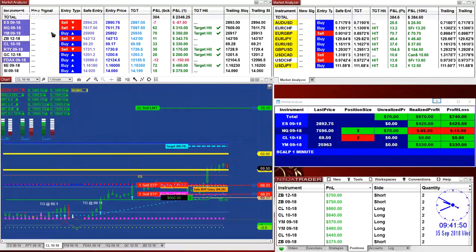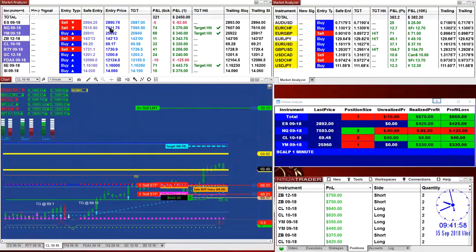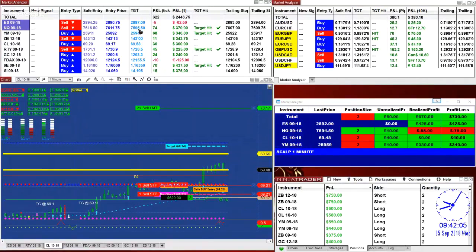If this is the first time you've been here, the signals come here on the first column, with the direction of the signal. As an example, your NASDAQ entry is 611.75, target 75.95. When the target hits, it says the target hit. And we are using the basic instruments, ES, NASDAQ, Dow Jones, all of them the same.